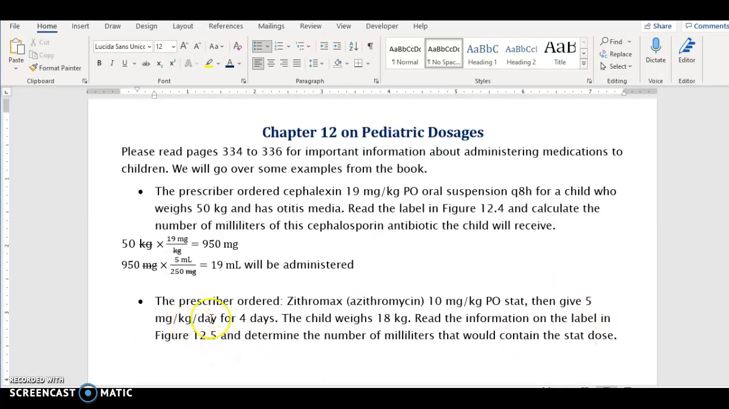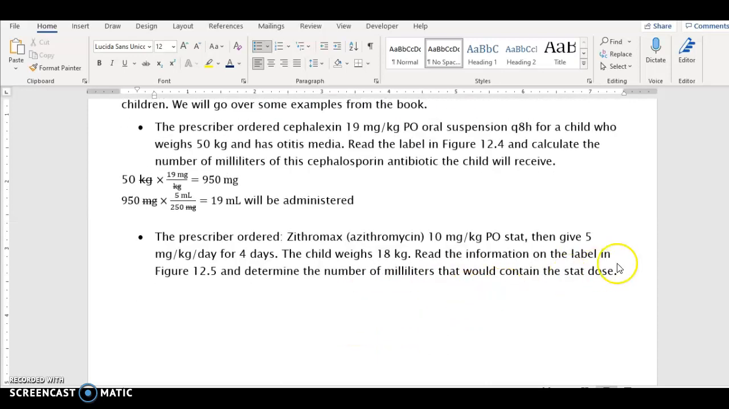And the problem says the prescriber ordered Zithromax, also known as azithromycin, 10 milligrams per kilogram by mouth immediately. Okay, then give 5 milligrams per kilogram per day for 4 days. And it says the child weighs 18 kilograms. Read the information on the label in figure 12.5 and determine the number of milliliters that would contain the stat dose, right? So the dose to be given immediately.